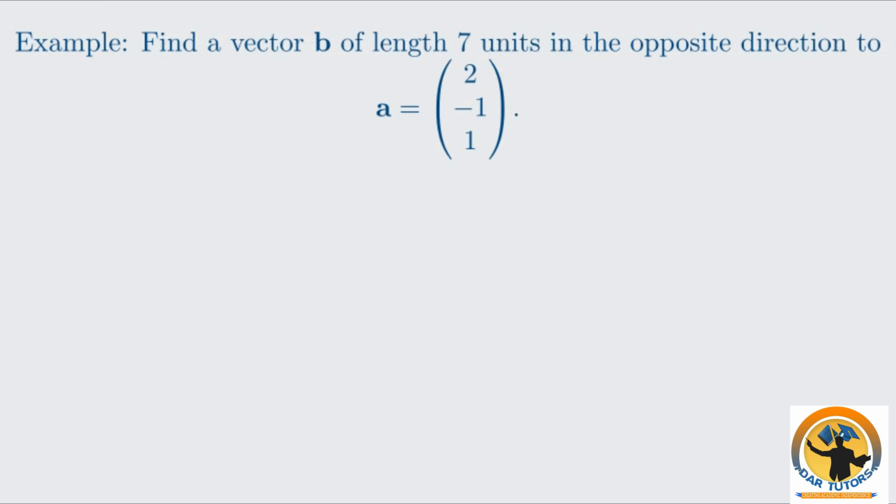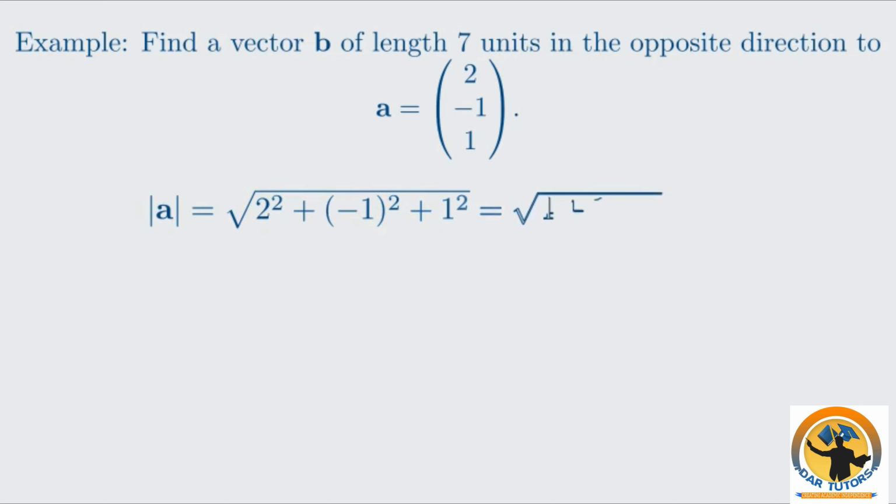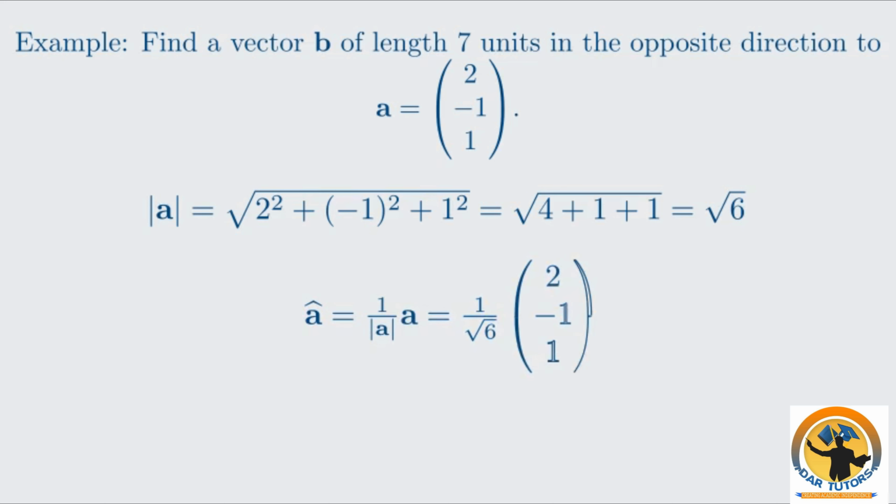Step 1. Find the magnitude of vector a. The magnitude of a is the square root of the sum of the squares of its components. That's the square root of 2 squared plus negative 1 squared plus 1 squared, which simplifies to the square root of 6. Step 2. Find the unit vector in the direction of a. The unit vector a hat is 1 over the magnitude of a times a. So a hat is 1 over the square root of 6 times the vector ⟨2, -1, 1⟩.